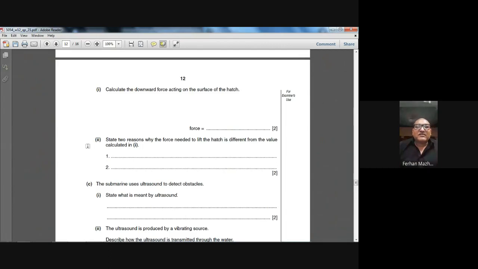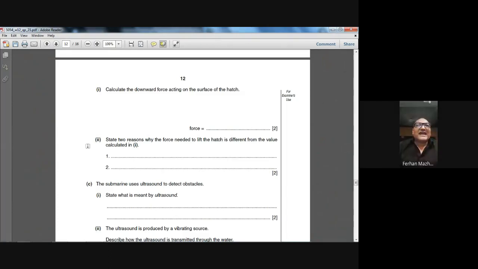When you try to open the hatch, you will have to lift the weight of the hatch also. One reason can be this. Another reason is that the hatch has a hinge around which it moves. Due to the sea water, there might be some corrosion and some friction in the seals of the hatch. So when you try to open the hatch, you will have to overcome that friction. So you will require more force, more energy to open the hatch.